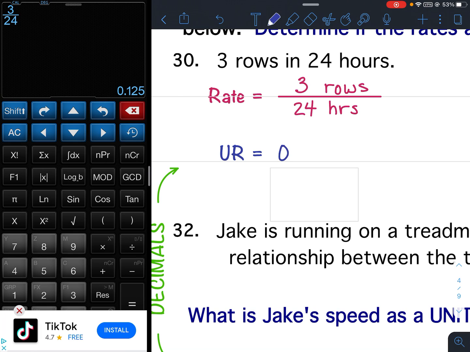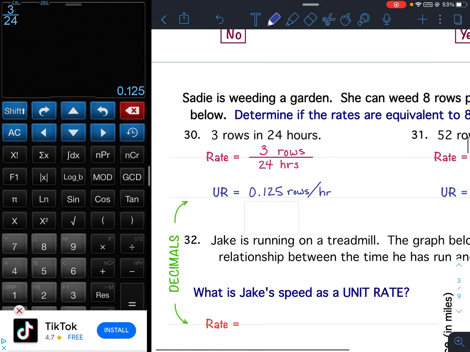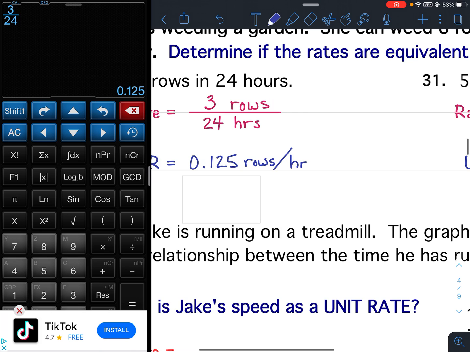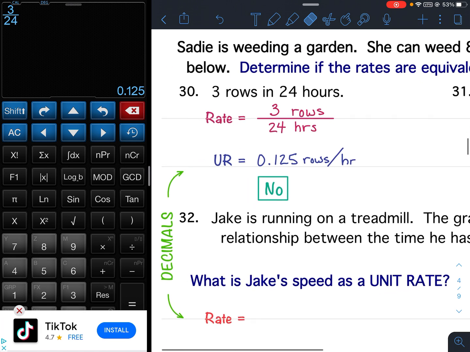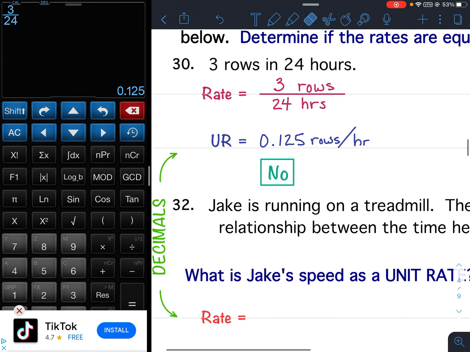So this would be 0.125 rows per hour. Is that the same thing as 8 rows per hour? No, that's not even a full row in 1 hour. Therefore, this answer is no. Because it's not even a full row per hour, it's not 8 rows per hour, my answer is no.